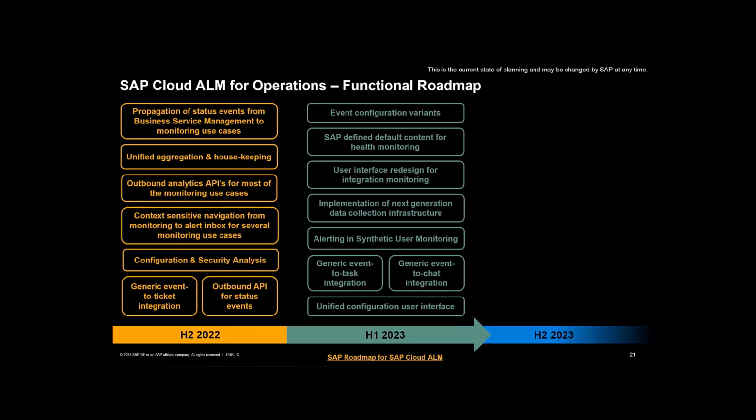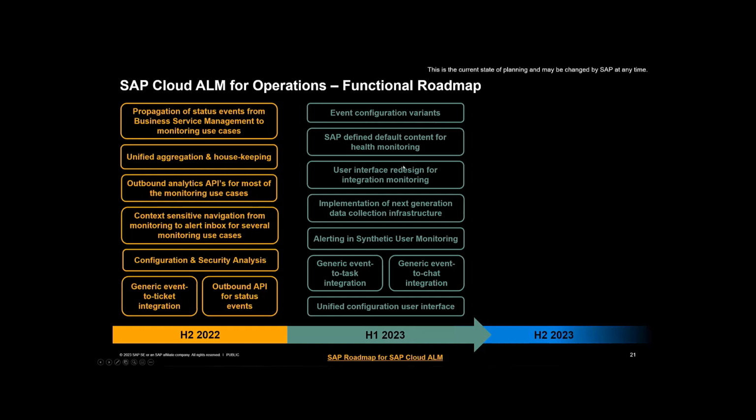What we are planning for the first half of 2023. First of all, event configuration variants. Today you have to configure every event in isolation, which, if you have a lot of events, is really a long-lasting process. So we decided to provide you with configuration variants. This means you define once how a certain event shall be handled. Shall I send out an email? Shall I send out an operation flow? Shall I create a ticket? And so on. Then you can assign this configuration variant to multiple events. So this also, in the end, reduces the configuration effort.